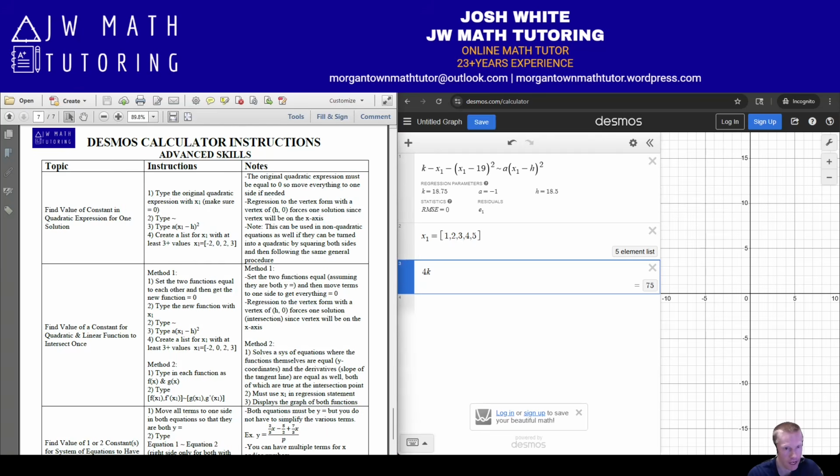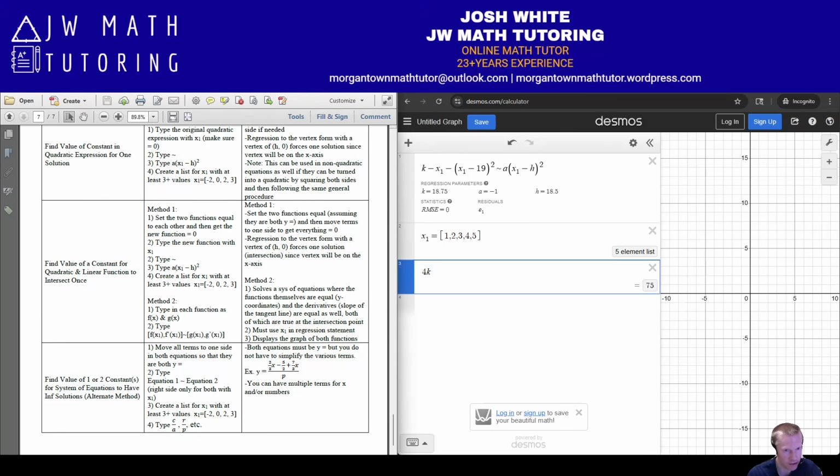All right, so that is the first advanced use case. Let's talk about the second one, which is similar or related to this. It's a different type of problem, but the overall approach is basically going to be the same, at least for the first method. There's actually two methods, though. These are for advanced use cases for problems where you're given basically two functions, typically a quadratic and a linear, and you're told to find the value of a constant such that they intersect one time.